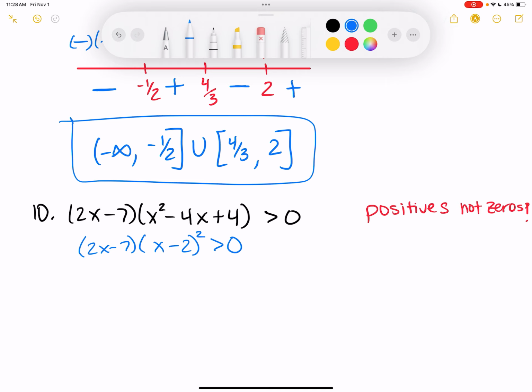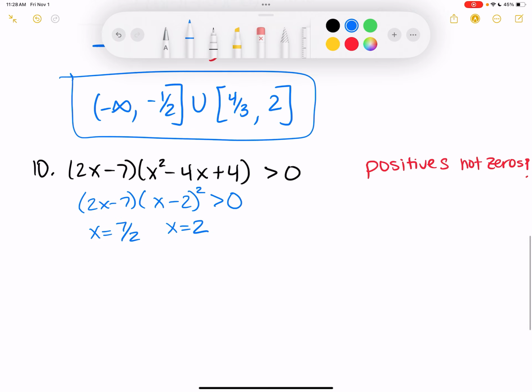X equals 7 over 2. Yep, and x equals 2. All right, so put those on our number line. If you want to think about this as 3/2, just make it easier, you can. Or like, not 3/2, 3.5, you can. I'll write it both ways.